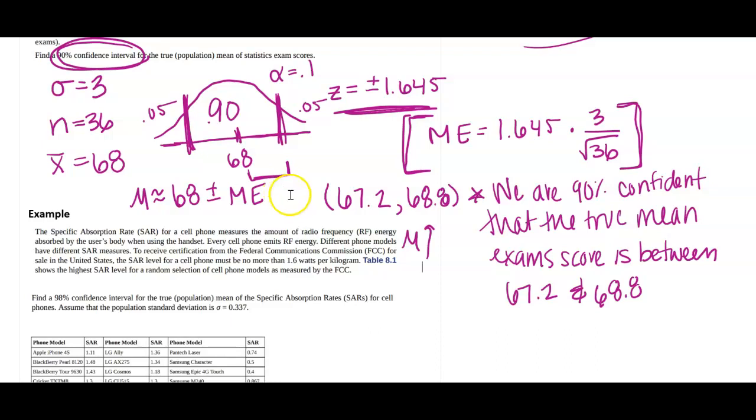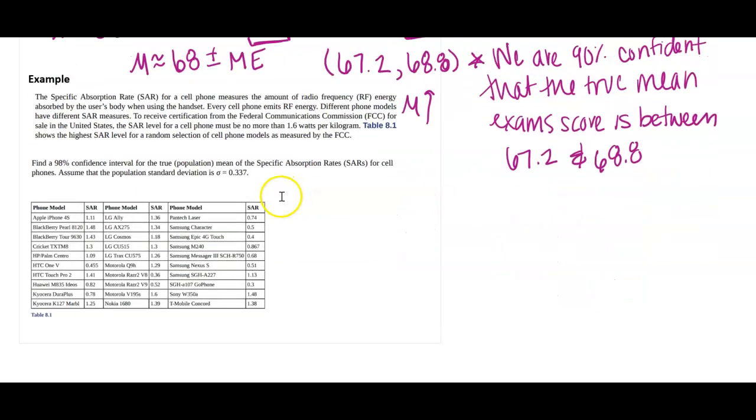All right, let's look at another example. The specific absorption rate for a cell phone measures the amount of radio frequency energy absorbed by the user's body when they are using the handset. Every cell emits that radio frequency, and different phones have different ones of these measures. For the United States, there can be no more than 1.6 watts per kilogram.